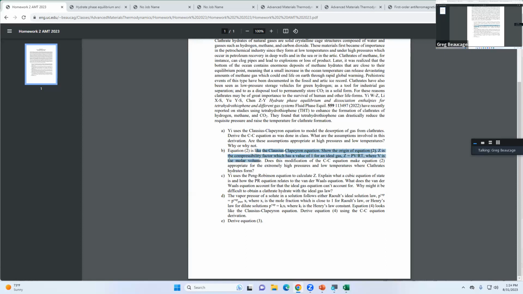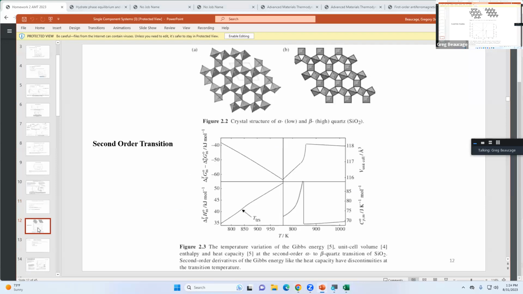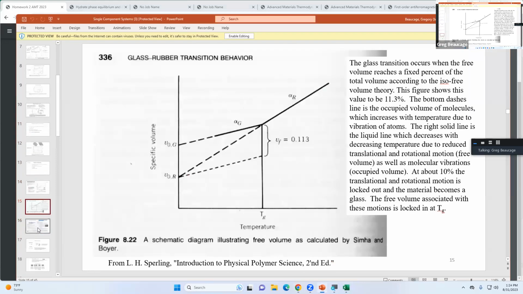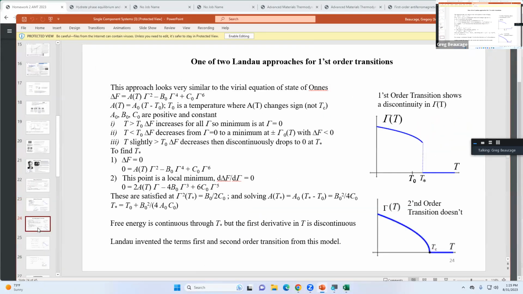Two, the Z, that's just what I did. And then Peng-Robinson, so it asks you what this Peng-Robinson is. So that's gone through. This chapter gets to that at some point next week, probably. But for the van der Waals, I tried to give you an idea what it is.